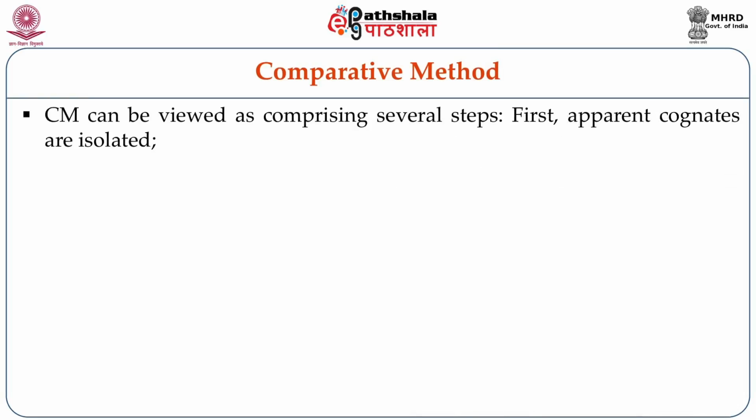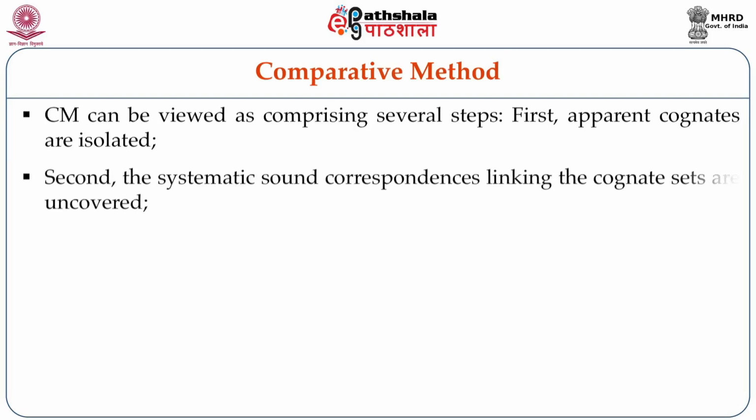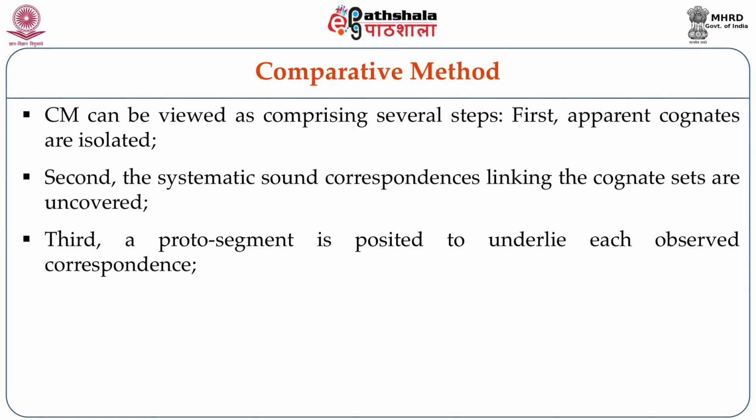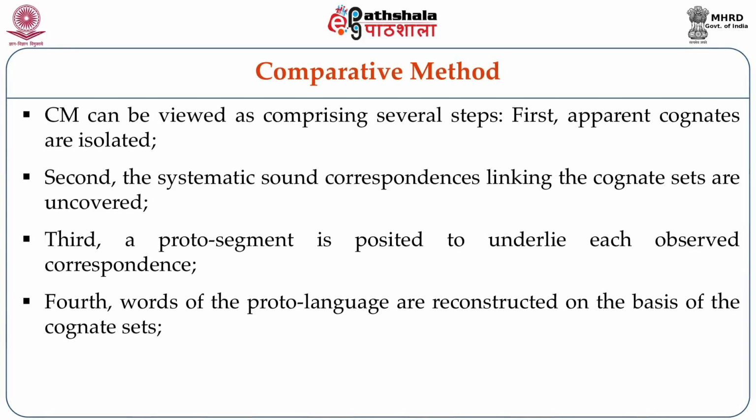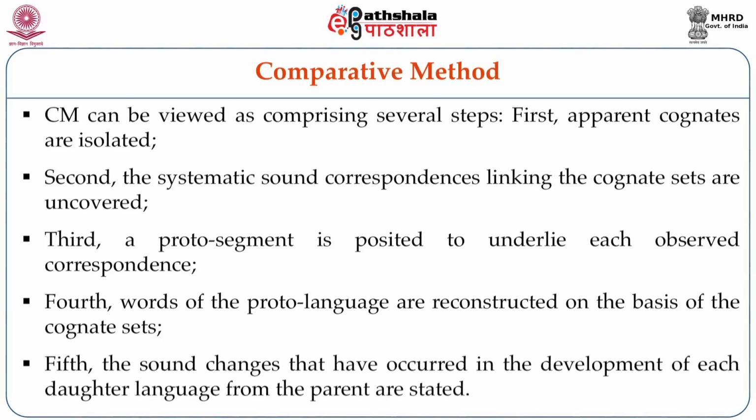Comparative method can be viewed as comprising several steps. First of all, apparent cognates between the languages are isolated. Second, the systematic sound correspondences linking the cognate sets are uncovered. Third, a proto-segment is posited to underlie each observed correspondence. Fourth, words of the proto-language are reconstructed on the basis of the cognate sets. Fifth, the sound changes that have occurred in the development of each daughter language from the parent are stated.